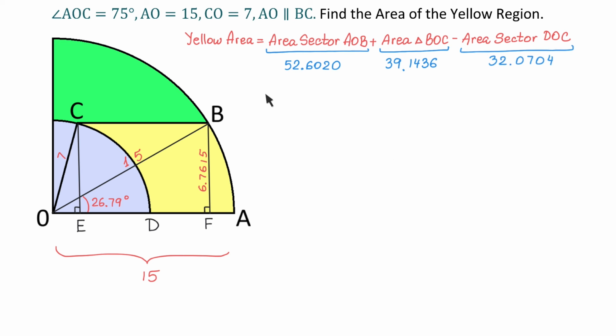And now to find the area of the yellow region, we will add these two numbers and subtract the last one. Then the area of the yellow region is 59.6752 square units.